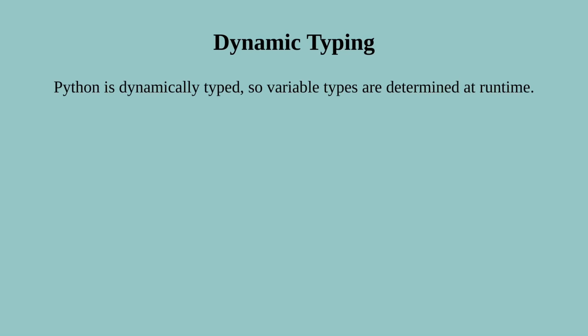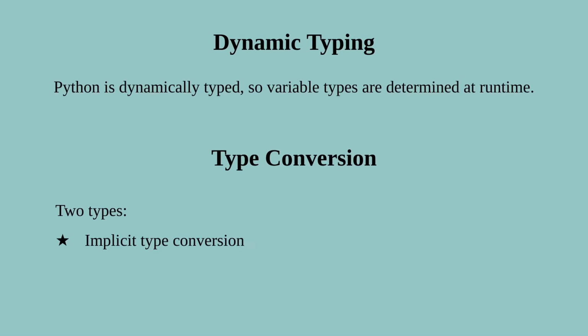Moving on, dynamic typing. Python is dynamically typed, so variable types are determined at runtime. This was briefly talked about in the first lecture. So here in Python, we don't have to specify beforehand what kind of data a variable will contain. Variable types can be determined when we run the program. Type conversion. This is of two types: implicit type conversion and explicit type conversion.